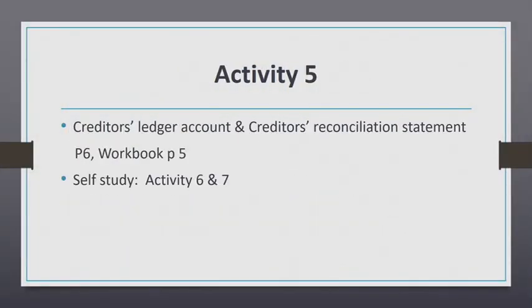We are going to look at activity 5, where we are going to do the creditor's ledger account and also the creditor's reconciliation statement. That is in your activity book on page 6, and in your workbook it is on page 5. And once again, there are 2 activities that you can look at for self-study, that you can work through.